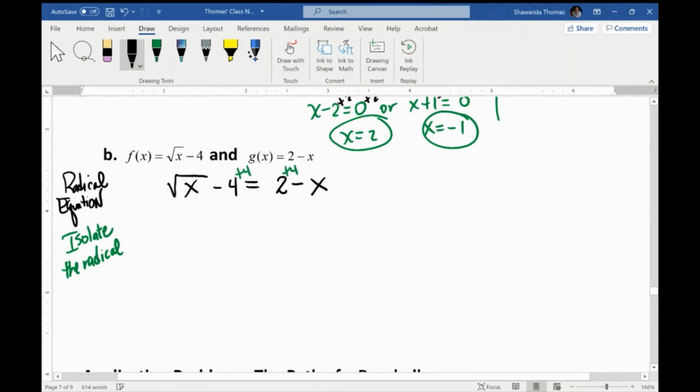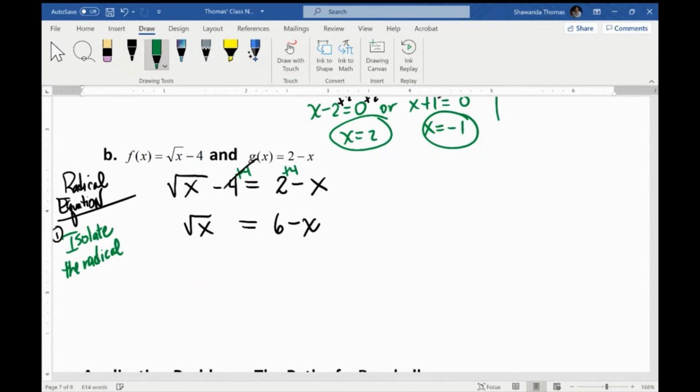All right. So we have square root of x equals now, because that canceled, what on the right side? 6 minus x. Yes. All right. That was the first step when you have radical equations. Anybody know the second step?